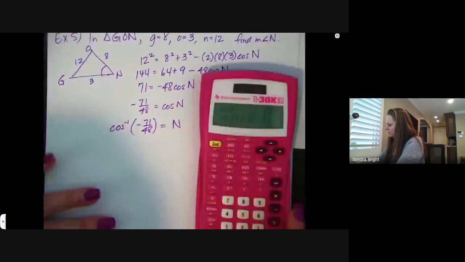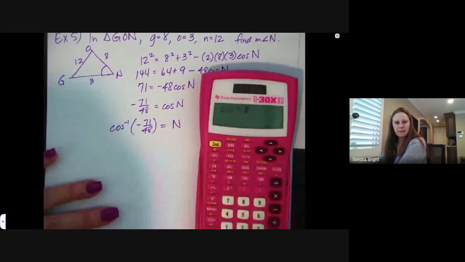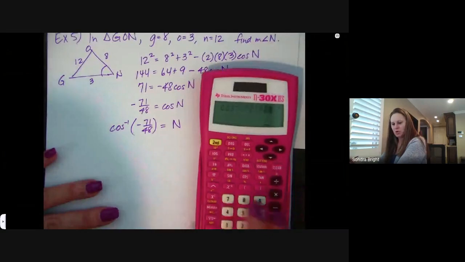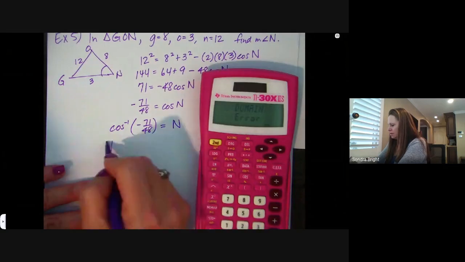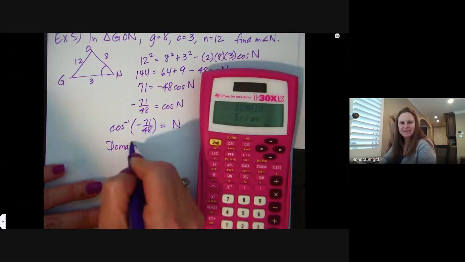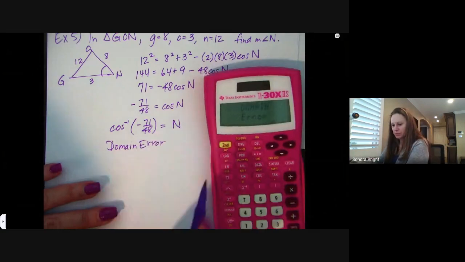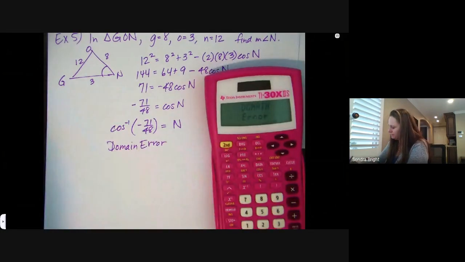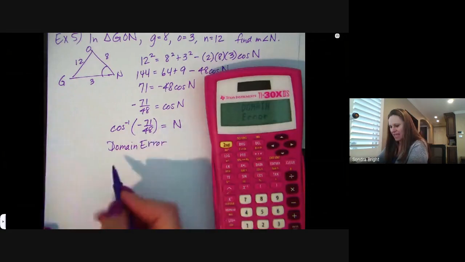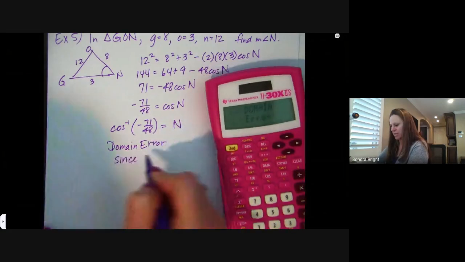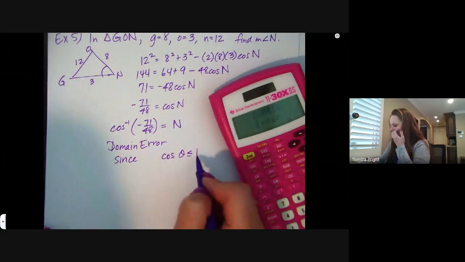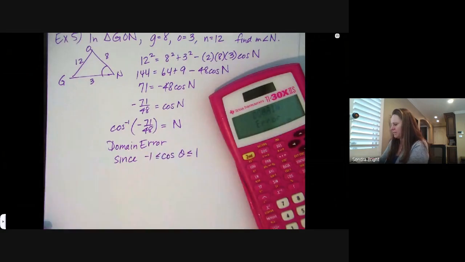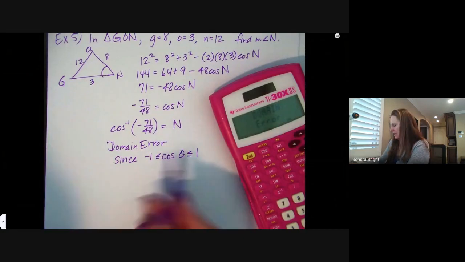All right, let's put it in our calculator. So I've got inverse cosine of negative 71 divided by 48. What? Domain error? Did I hit something wrong? Nope, I did not. Do you remember that the cosine of any angle has to be between 1 and negative 1, right? Always.